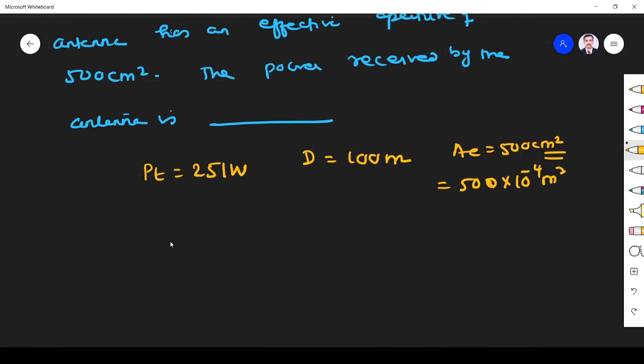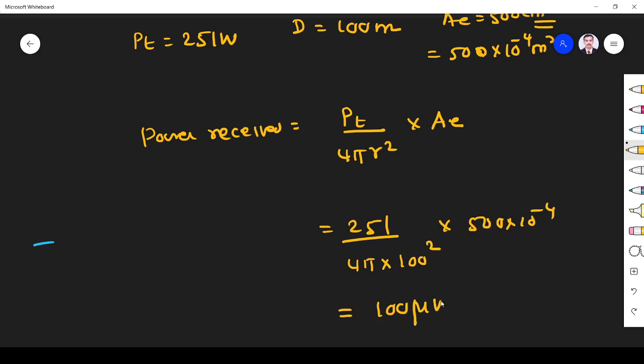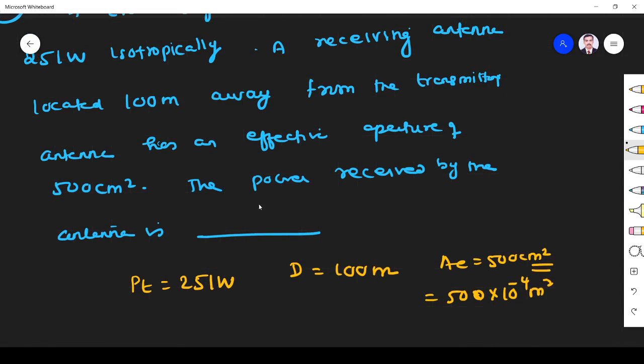What is the power received? Power received is given by power transmitted divided by 4 pi r squared, into AE. So power transmitted we know is 251 watts. r is nothing but the distance, 100, squared. AE is 500 into 10 power minus 4. If we simplify, what we get is 100 microwatts. So the answer is 100 microwatts.